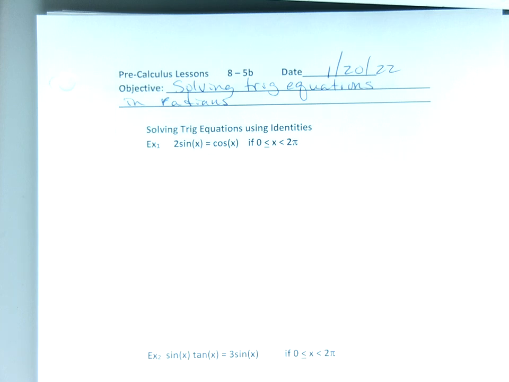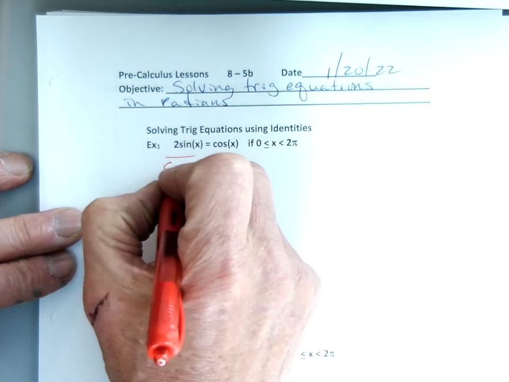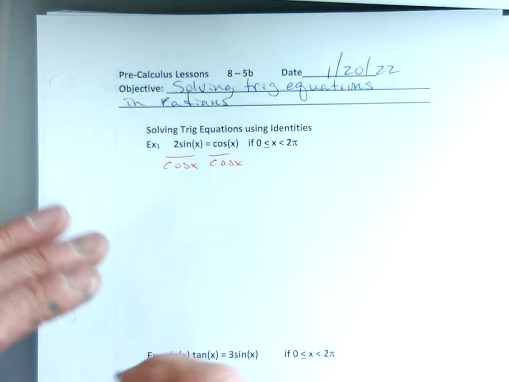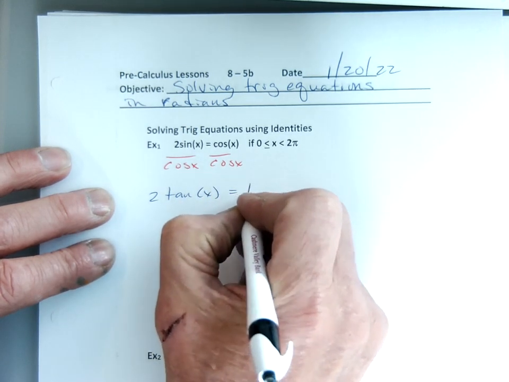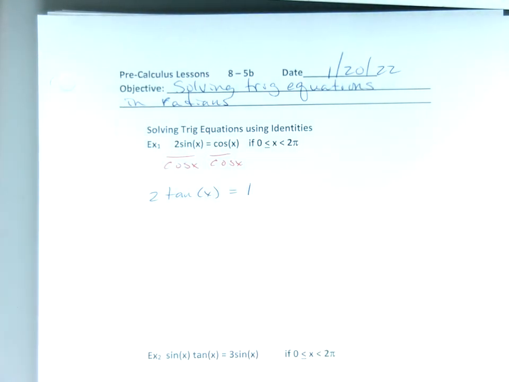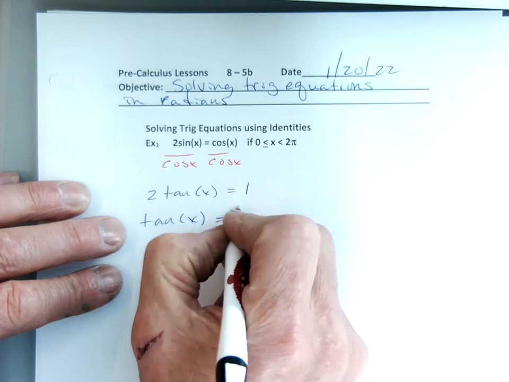Before we do it, what is tangent? What is tangent? What do you think I'm going to do? I'm going to divide by cosine on both sides. So if I divide by cosine on both sides, I'm going to have a 2 tangent of x equals 1. And now I can do it, right? So I completely change sine and cosine into tangent so that I have one trig expression. Divide by 2. Tangent of x equals 1/2.